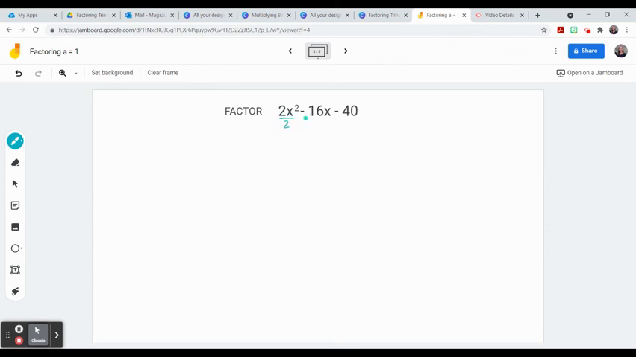I'm going to divide them all by 2, and I'm going to rewrite this. Those cancel. Negative 16 divided by 2 gives me negative 8x, and negative 40 divided by 2 gives me negative 20. So now it's exactly like what I had earlier, but just has a 2 hanging out in front, and that's fine.